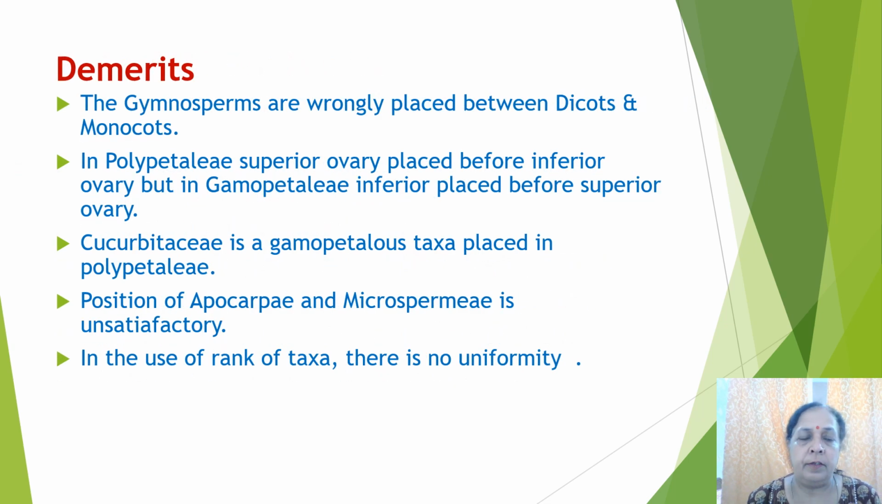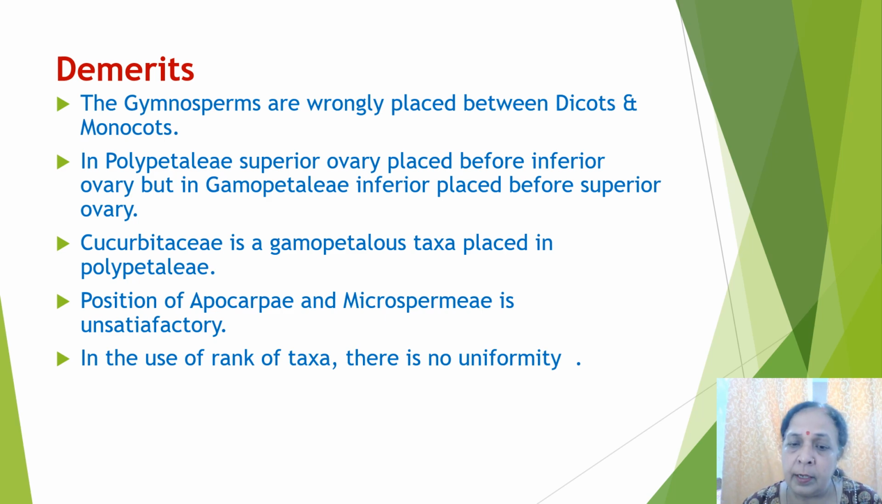Demerits of this classification. In this classification, gymnosperms are wrongly placed. The gymnosperm group is placed between the dicots and monocots, while it is totally different from the angiosperms. In Polypetalae, superior ovary is placed before inferior ovary, but in Gamopetalae, inferior ovary is placed before superior ovary. It is unequal. It is not homogeneous in both groups.